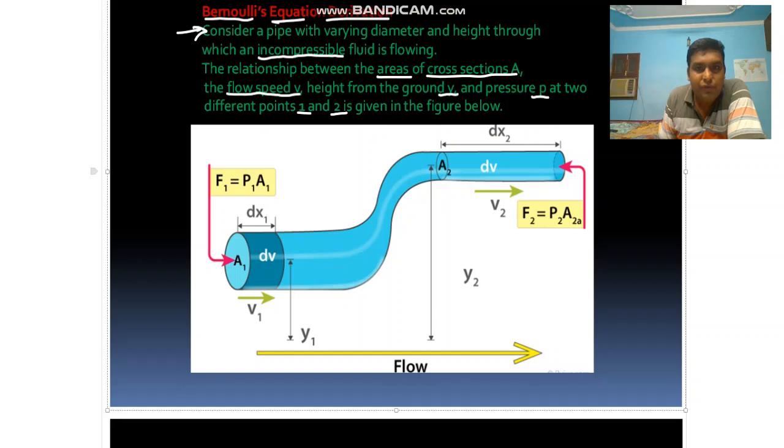The force is given here. F1 is equal to P1 A1, and the force getting out is equal to P2 A2, and the flow is like here, from here to here. Okay.